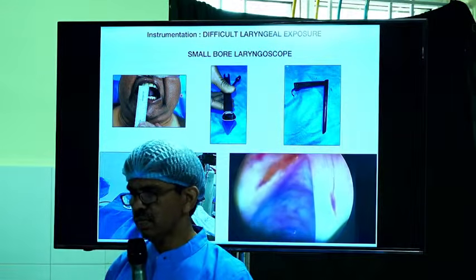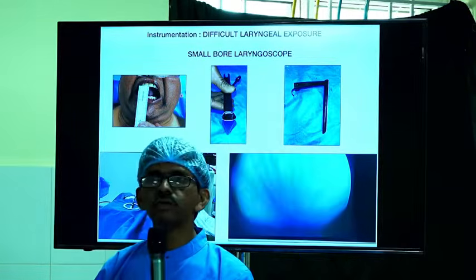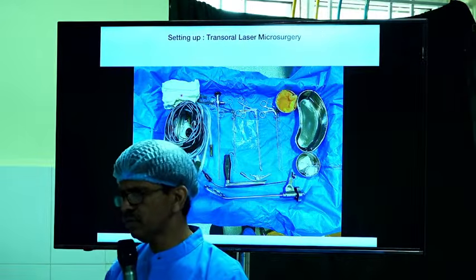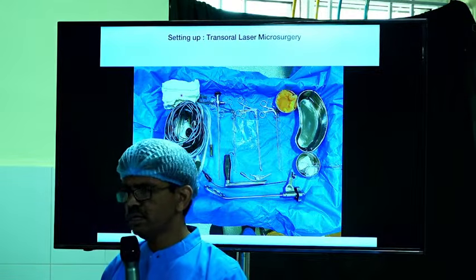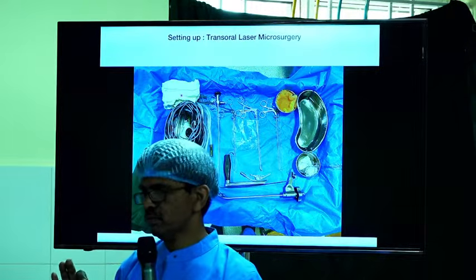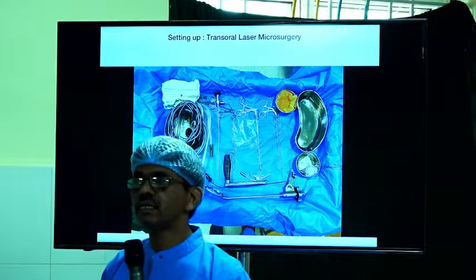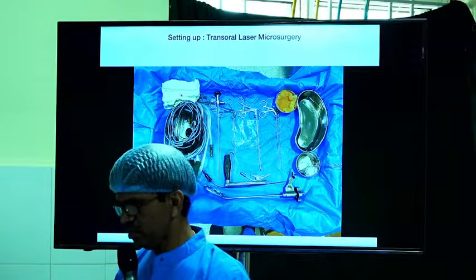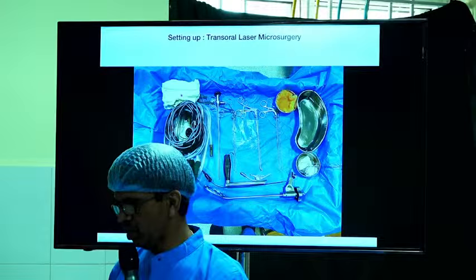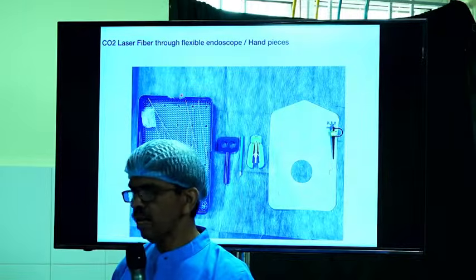This was a difficult laryngeal case wherein we used a small bore laryngoscope and we could finish the procedure well. And of course, these are the minor instruments. For holding the tissue, the ideal ones have serrated edges, which are atraumatic, ideal for holding tissue while doing microlaryngeal laser surgeries.